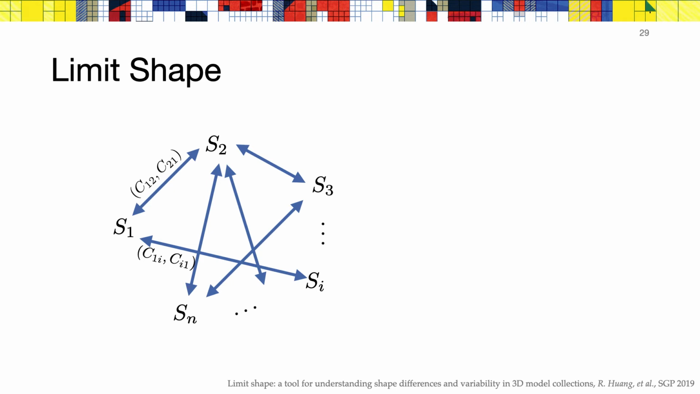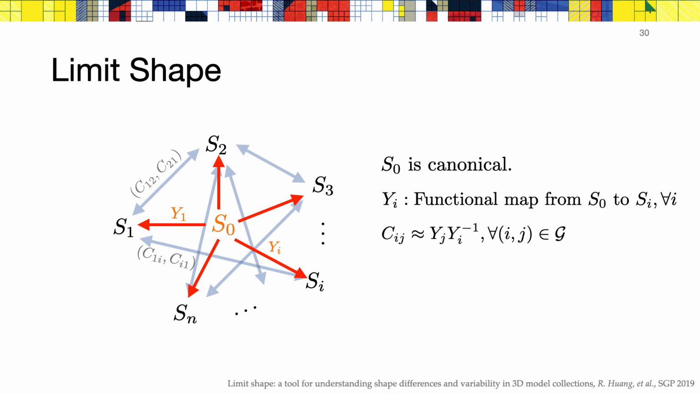Now, given a set of shapes and a functional map network among them, we can construct a well-defined average shape or limit shape S0 with respect to the shape collection and map network. S0 is determined by a set of Ys, which can be seen as functional maps from S0 to each of the Si. Therefore, the input functional maps are approximated by composition of the Ys. For example, C12 here is composed by Y2 and the inverse of Y1, which goes from S1 to S0 and then from S0 to S2.